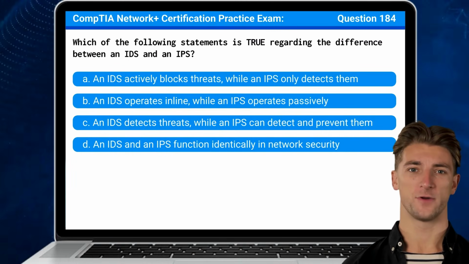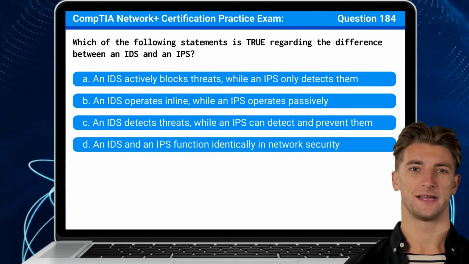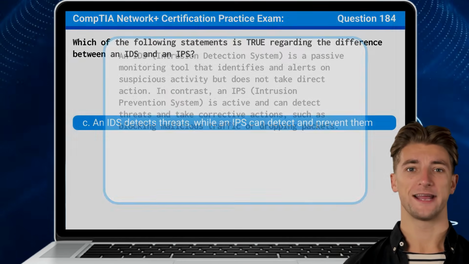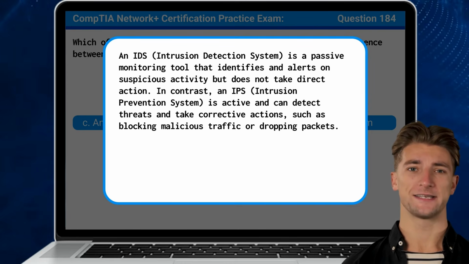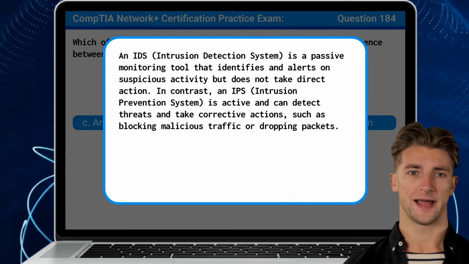Question 184. Which of the following statements is true regarding the difference between an IDS and an IPS? The answer is C. An IDS detects threats while an IPS can detect and prevent them. An IDS is a passive monitoring tool that identifies and alerts on suspicious activity but does not take direct action. In contrast, an IPS is active and can detect threats and take corrective actions, such as blocking malicious traffic or dropping packets.